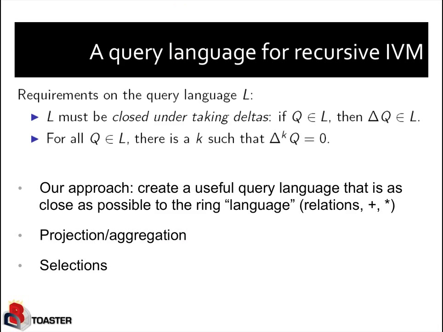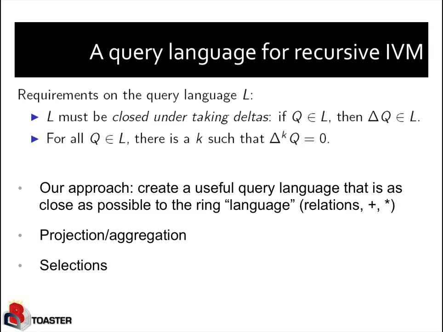If you recall from the previous video, we set a set of two requirements for a query language. The first being that the query language must be closed under taking deltas. That means for every query, the delta must also be a query of this language. Furthermore, we require that there is some k for every query, such that the kth delta of the query is 0. Now, if these two conditions hold, then we can do recursive incremental view maintenance exactly in the way we described and discussed in the last video. So, in this video, I'm going to discuss such a query language that satisfies these two conditions.